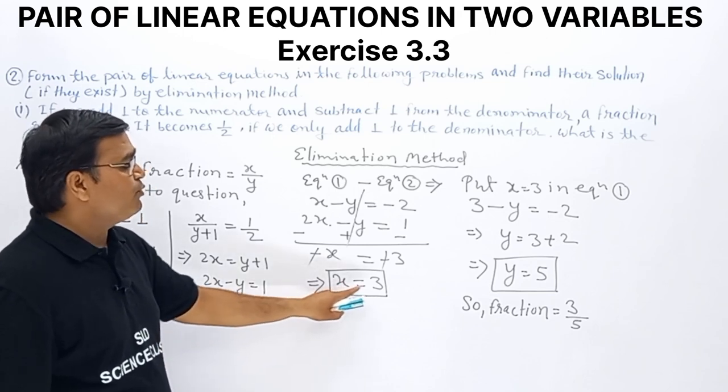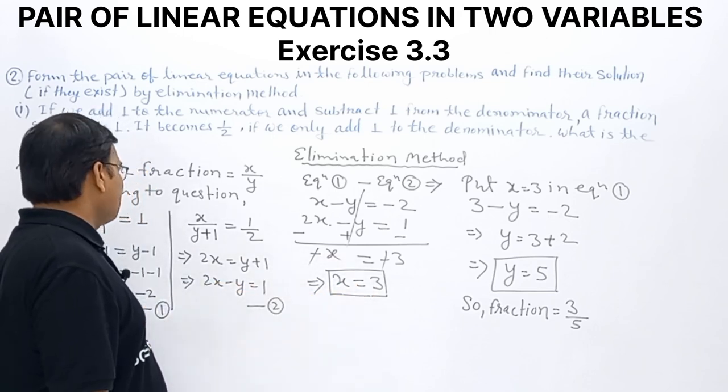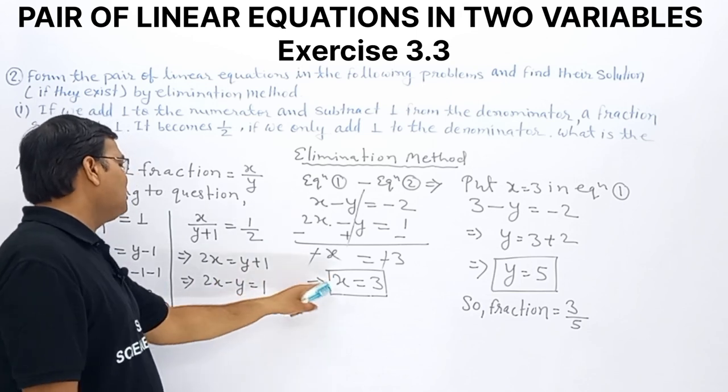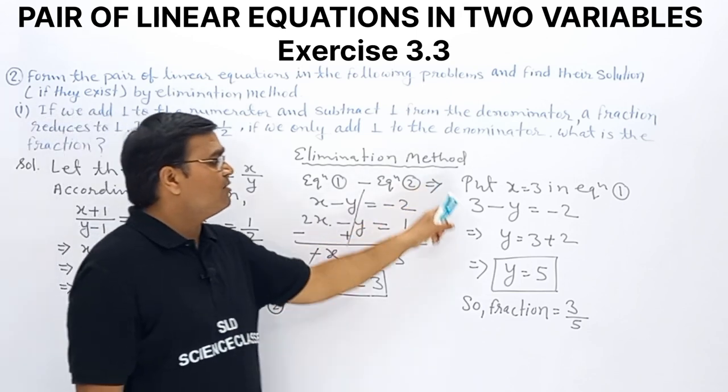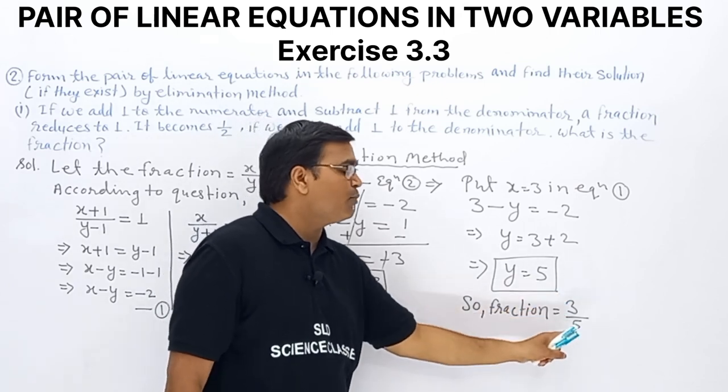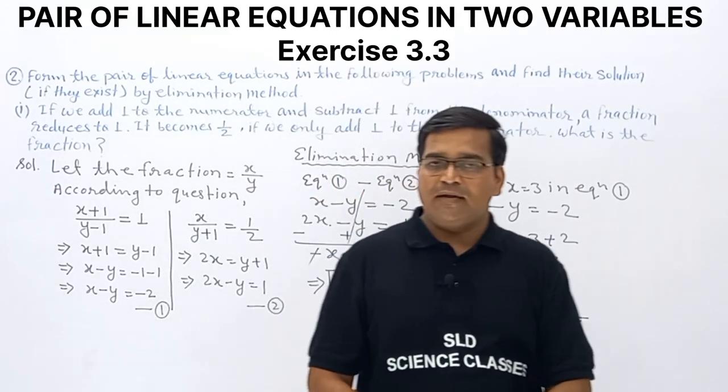Now we will put this value in any one equation. Two equations we are having, we will put the value in any one, then we are getting the value of y. Then finally the ratio or fraction will be what? 3 upon 5. This is the required result.